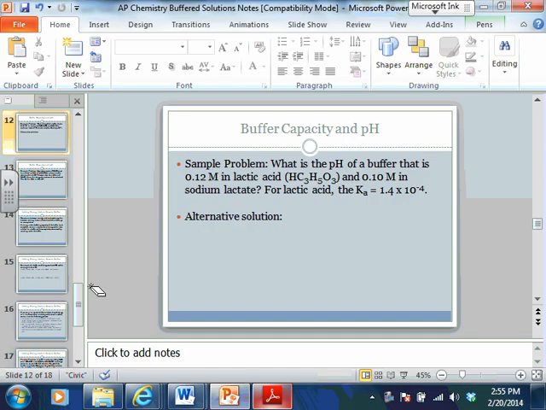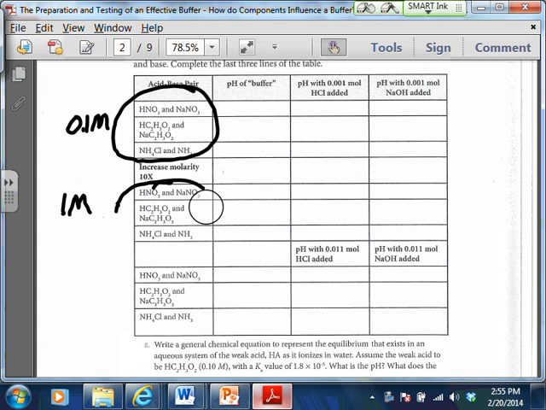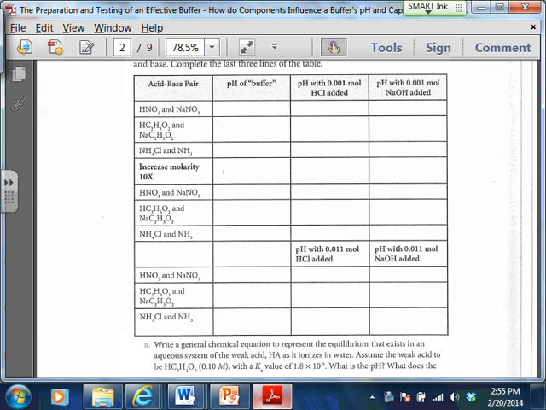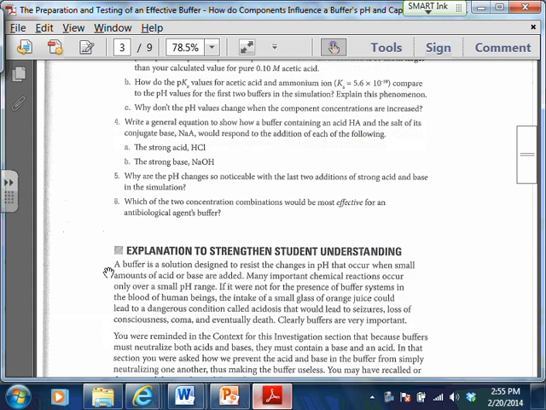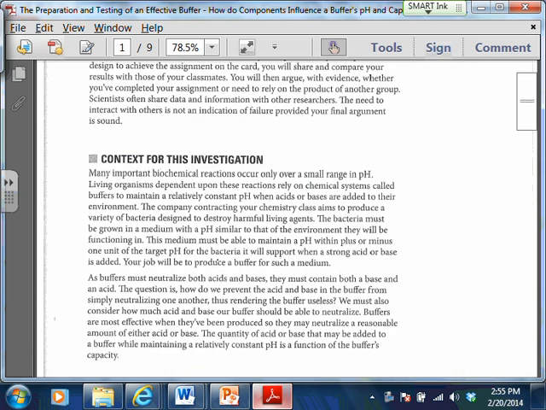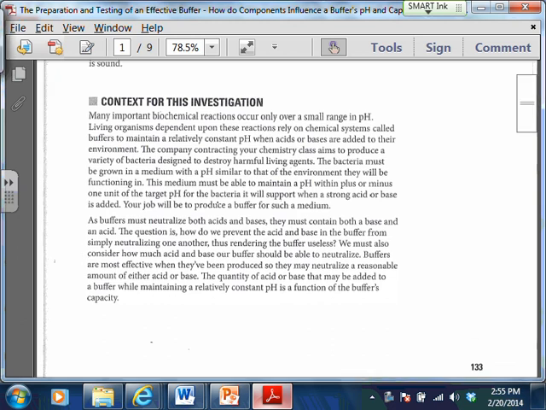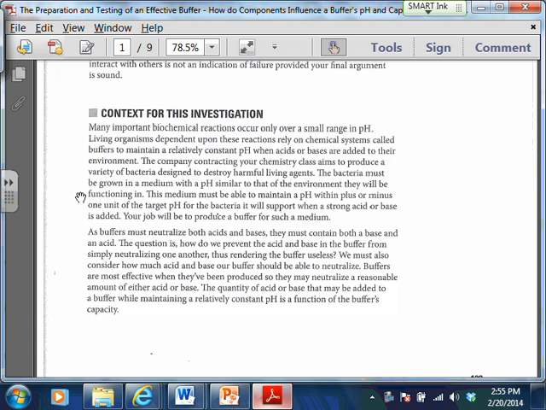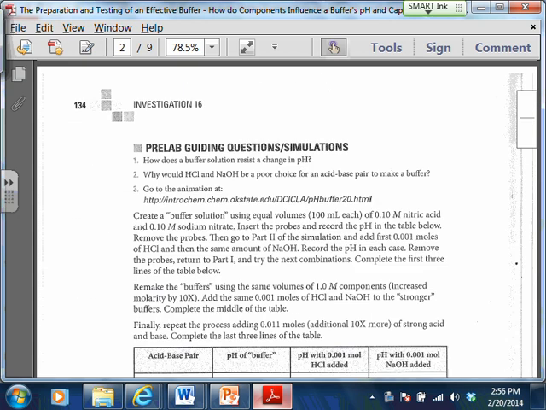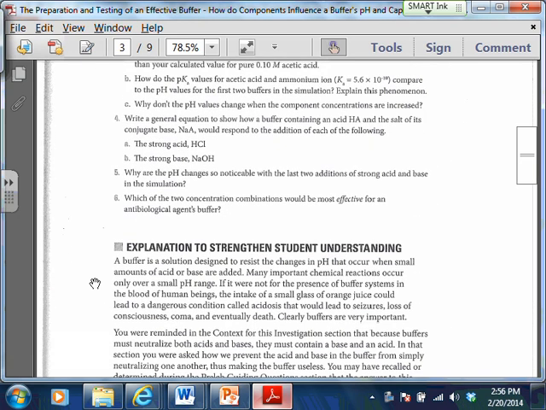Now, there is something kind of weird with that question. It's asking about an anti-biological agent's buffer. So if you go back to the beginning, the context of the investigation, what you're actually doing for this one is, let's see here, company contracting your chemistry class aims to produce a variety of bacteria designed to destroy harmful living agents. And the bacteria must be grown in a medium with a pH that's similar to the environment they will be functioning in. So that's why they're talking about anti-biological agent buffer, because that's actually what we're trying to design here.